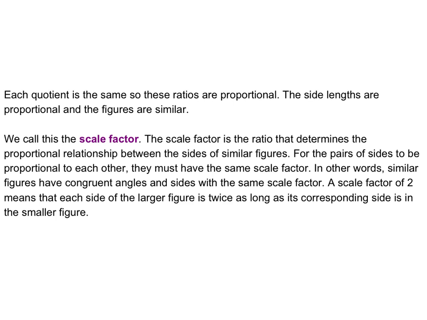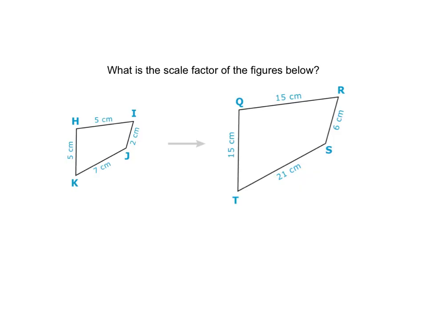A scale factor of 2 means that each side of the larger figure is twice as long as the corresponding side is in the smaller figure. So our example here is: what is the scale factor for the figures below? If I look at two corresponding sides, if I take this one and this one, so I start at 5, what do I multiply 5 by to get to 15? Well, I'd multiply by 3.